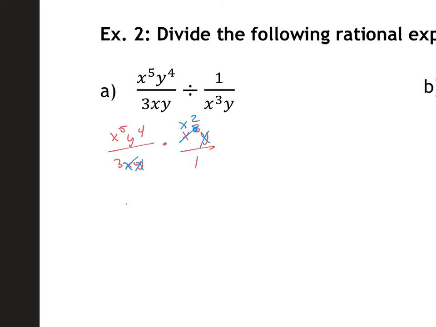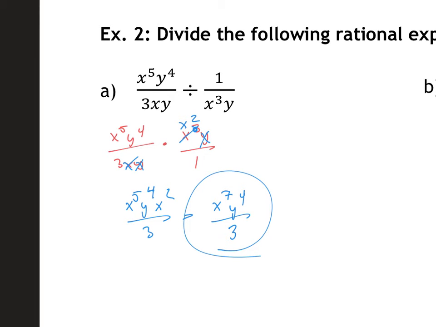So now I want to multiply across without simplifying. So y to the 4th, x squared, all over 3. Remember, when you multiply, you add exponents. And you got your answer here. Since it's got a y, I'm not going to worry about excluded values.